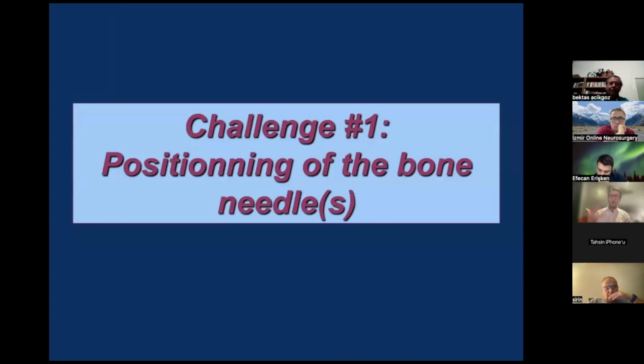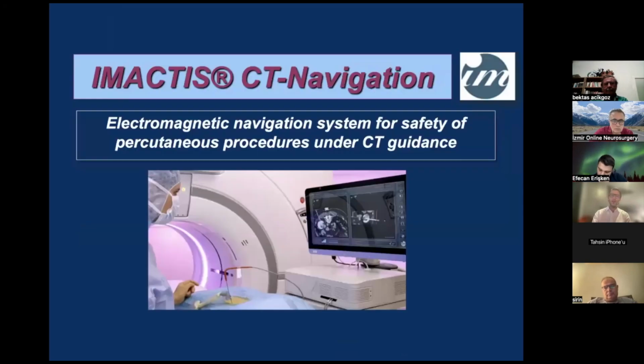So another challenge that we have to overcome when we are doing a challenging cementoplasty or vertebroplasty is the positioning of the bone needle. So usually we use our hybrid angiosuite combining a CT and a monoplane flat panel. We can use the biplane angiosuite and perform a cone beam CT acquisition and use the needle guidance tool. But we also have this tool. It's a French startup called Imactis, and they developed an electromagnetic navigation system to enhance the accuracy of the positioning of the bone needle for a percutaneous intervention.